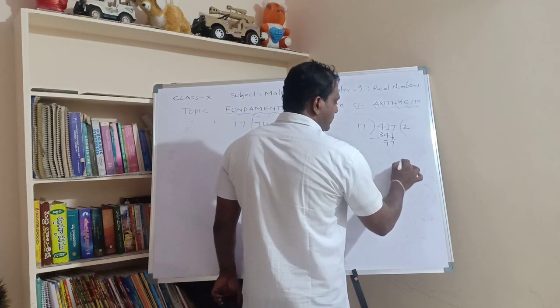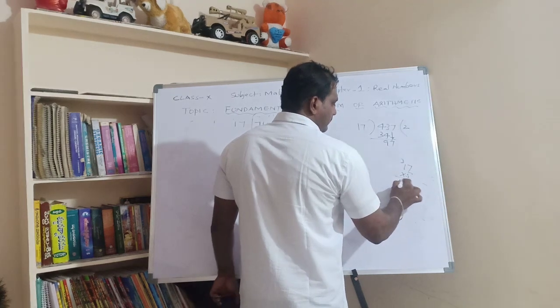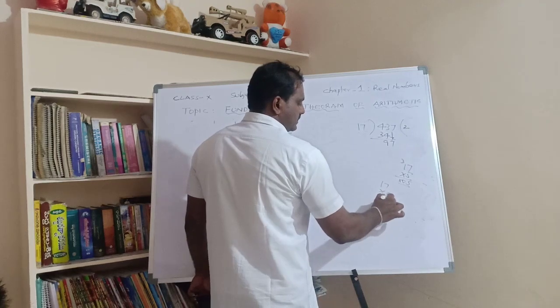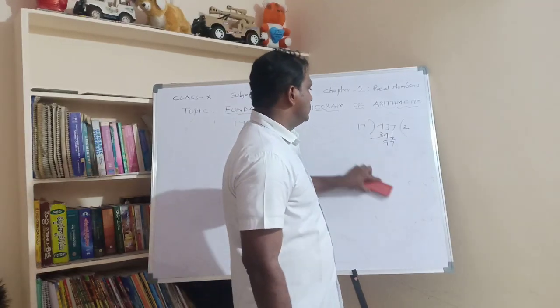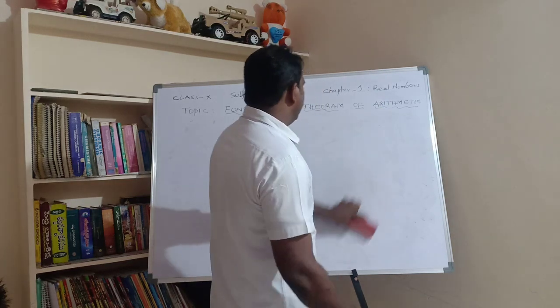7 5s are 35. 7 1s are 7, 105. 17 6s: 6 7s are 42. This is also not possible. Next, check with 19.